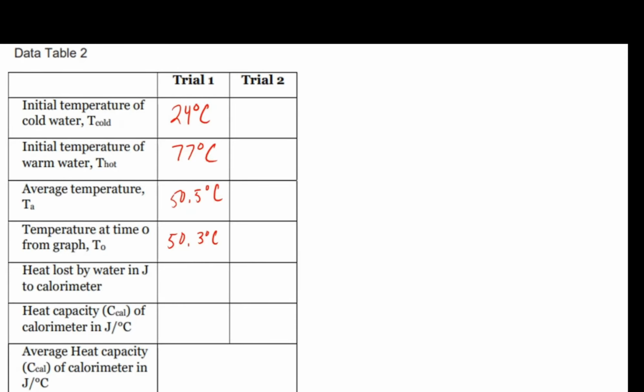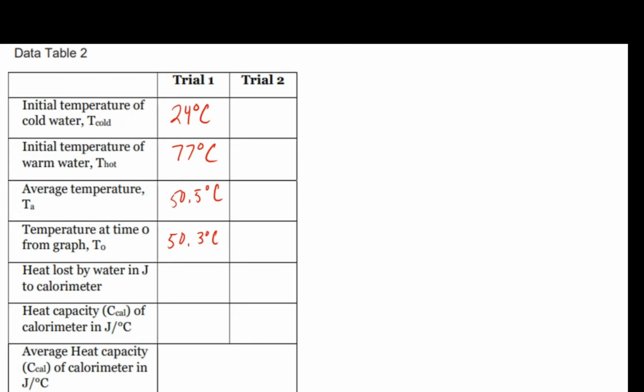Hey guys, Mr. Brown here, and this video is a bit of a supplemental video to the Calorimetry Lab video. In that video, there's a skip where I explain how to determine the heat capacity of the calorimeter, and this extra video here will go back and redo that.